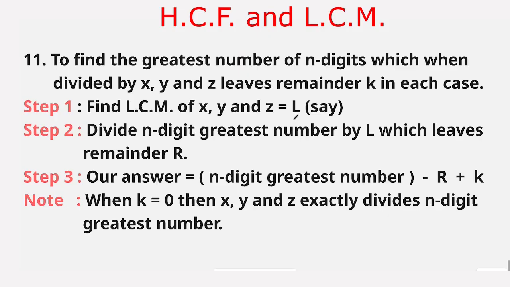Then what we will do, we will divide 9999 by L, and then whatever the remainder is there, say it is R, then we will subtract R from 9999 and we will add the remainder given to us, K, to that, and that will be our answer. Now we will learn it by one example.